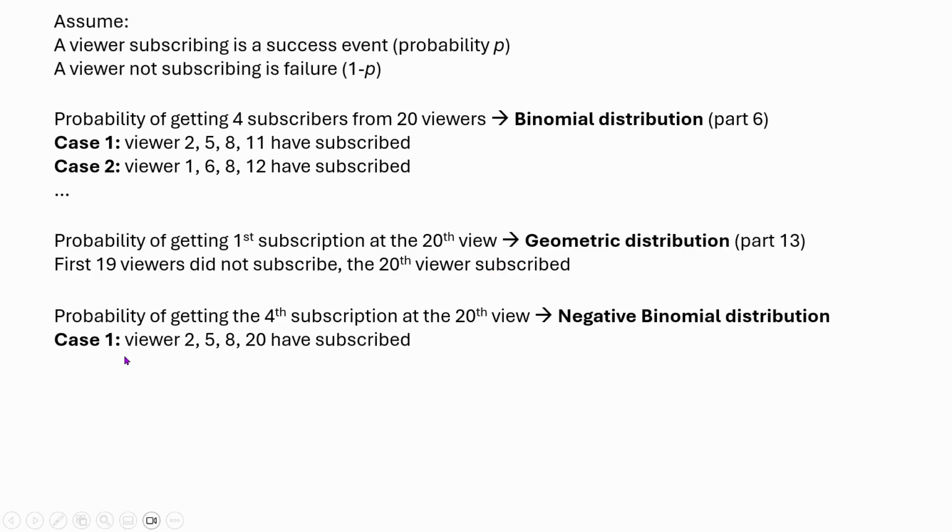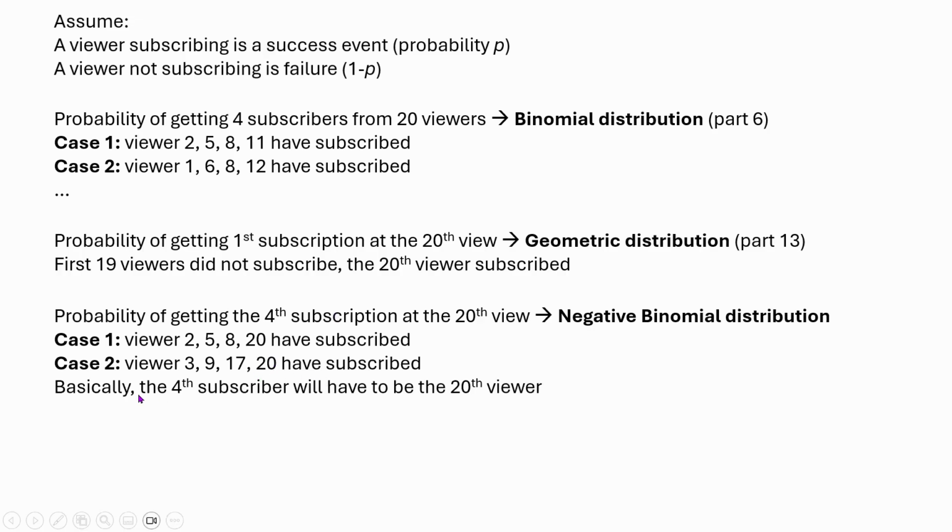So let's look at a few cases. Case 1 can be viewer 2, 5, 8 and 20 have subscribed. That means at the 20th event, we have obtained our fourth success. Case 2 can be viewer 3, 9, 17 and 20 have subscribed. Again, the same thing. We are getting our fourth success at the 20th event. So basically, the fourth subscriber will have to be the 20th viewer in this case. And the other 3 subscribers are from the previous 19 viewers.